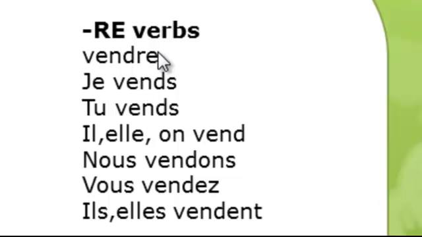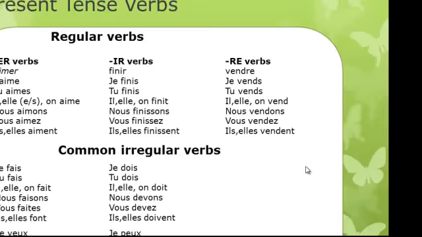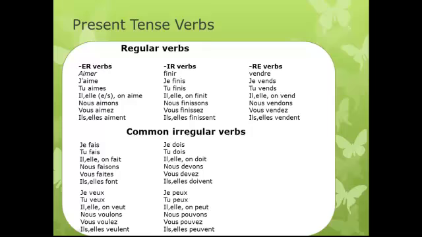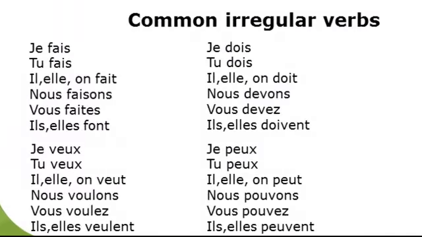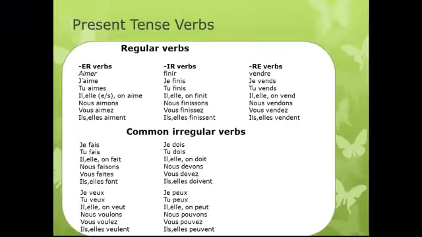And finally, vendre: s, s, nothing, ons, ez, ent. Okay, so I put 4 common irregular verbs there. The verb faire, to do, devoir, to must or have to, vouloir, to want to, and pouvoir, to be able to. And they're just examples of some irregular ones we've looked at.